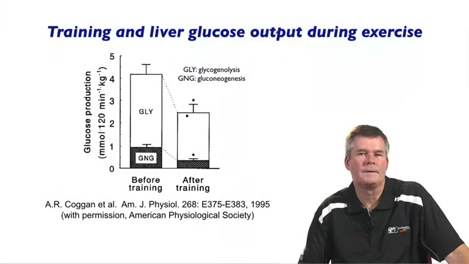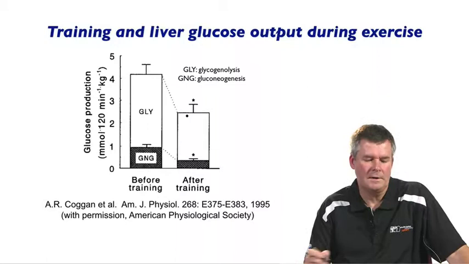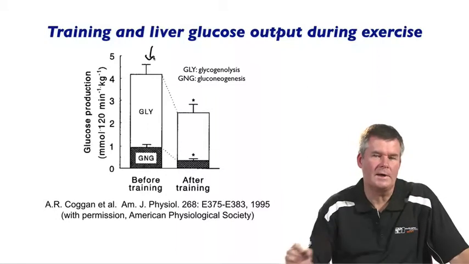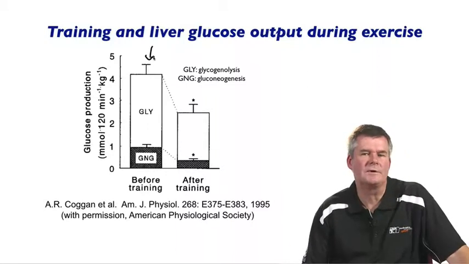There are two processes that the liver utilises to produce glucose. It can break down glycogen, and this is referred to as glycogenolysis, or it can also take various metabolites produced during exercise, such as lactate, glycerol, and some amino acids, and convert it to glucose in a process known as gluconeogenesis. You can see in the left panel here before training the relative contribution of glycogenolysis and gluconeogenesis to the total liver glucose output.